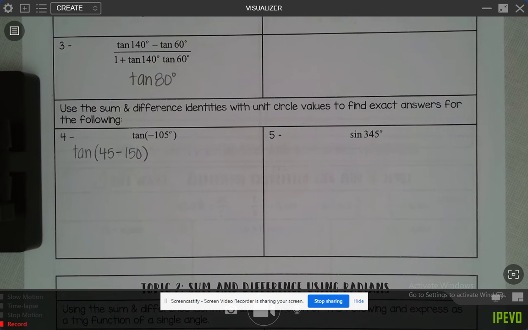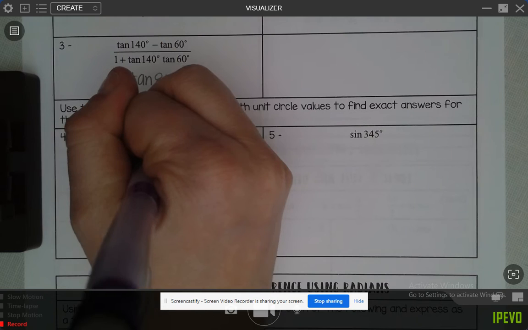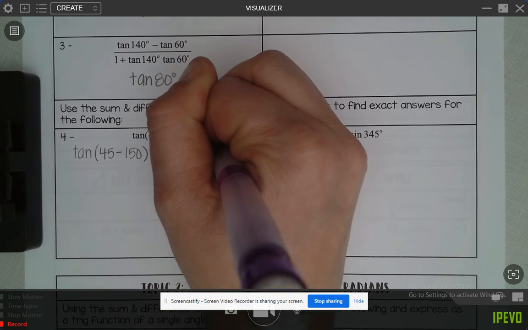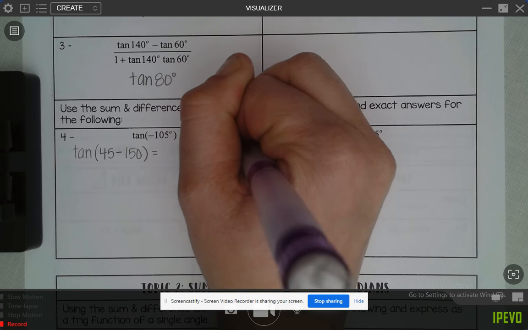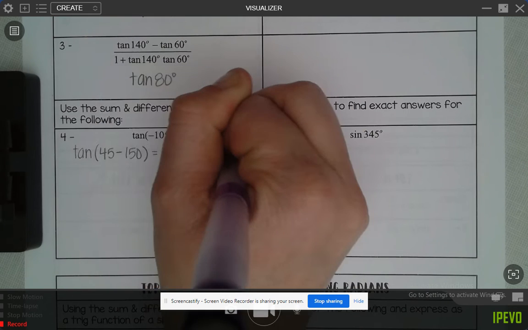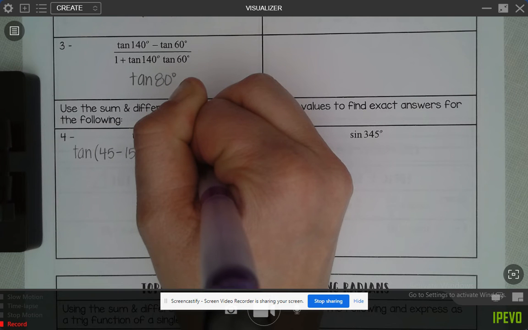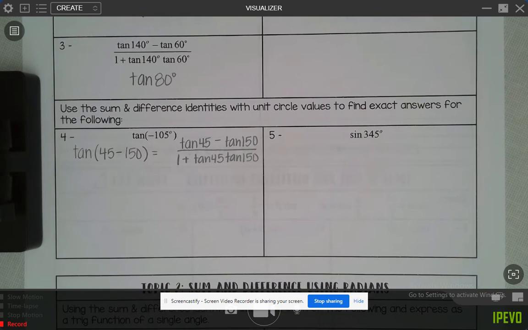As soon as you have that, what can I do? I can use my formula, yes? So this is the same as the tangent of 45 minus the tangent of 150 divided by 1 plus the tangent of 45 times the tangent of 150. Sorry that it's taking so long. Is everybody cool with me there? Now, 45 degrees is what angle that you recognize?